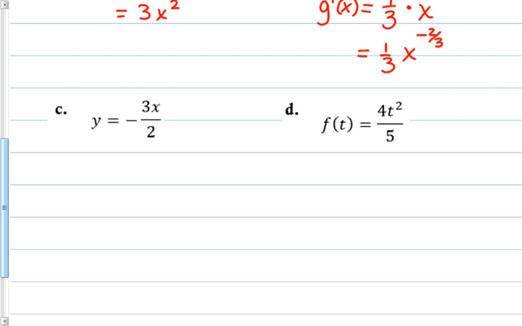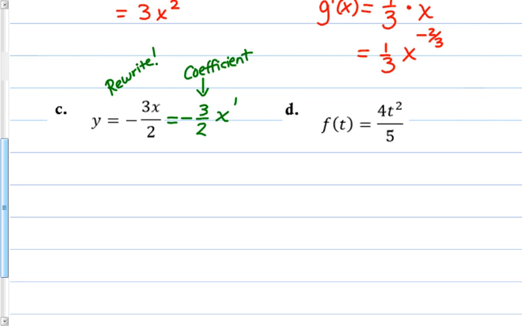So let's see. Rewrite this. It helps. I'm going to rewrite this as negative 3/2 times x. Now here, x has an exponent, but it's a 1. And I also have a coefficient. I have a number being multiplied by the x. But the rule still applies.